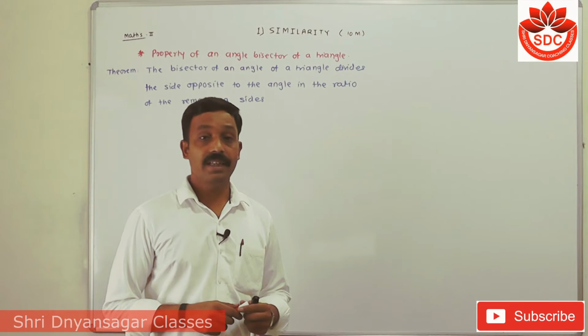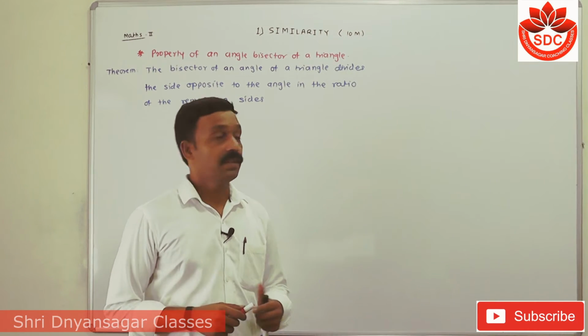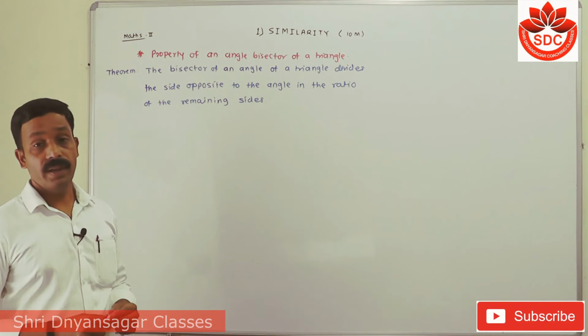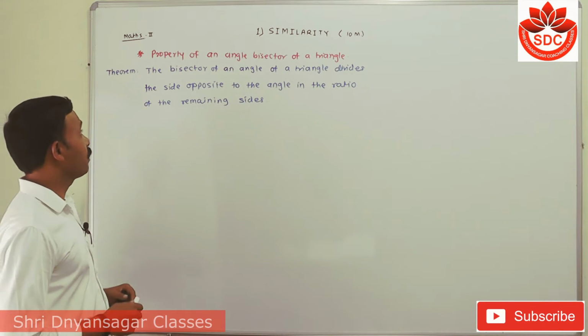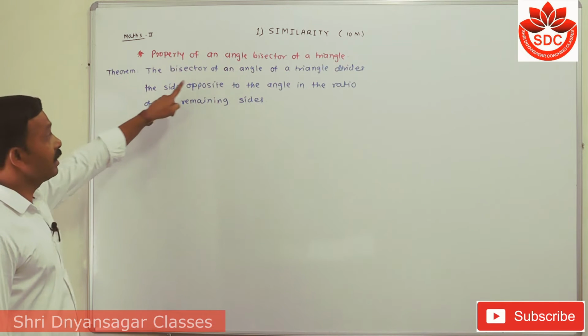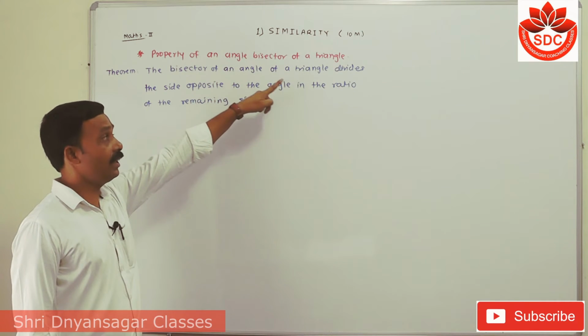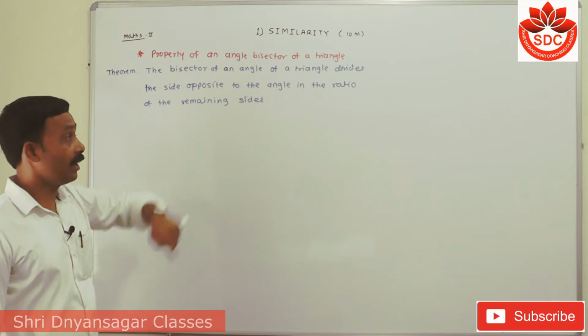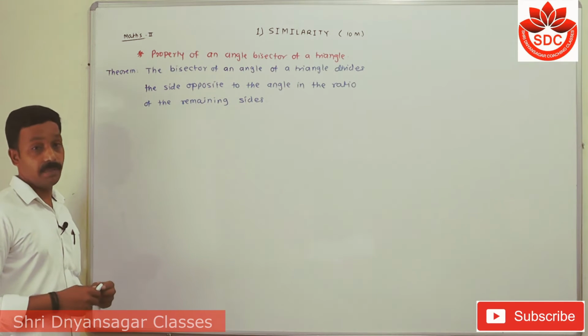Let's take the next property first, an angle bisector of a triangle. Now this theorem is that the bisector of an angle of a triangle divides the side opposite to the angle in the ratio of the remaining sides.